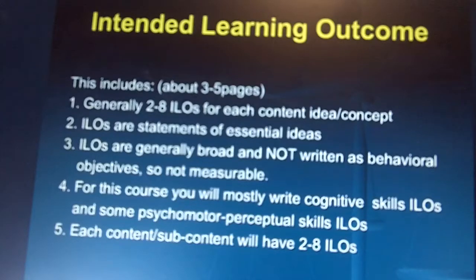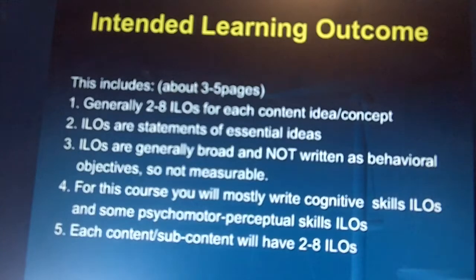For example, students understand the nature of gravitational force is an unobservable learning outcome, whereas students will solve a problem using Newton's laws is a behavioral objective. So just keep in mind that intended learning outcomes can be behavioral objectives, but they don't necessarily have to be.